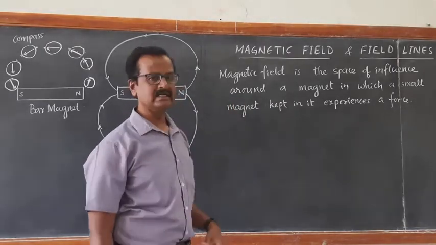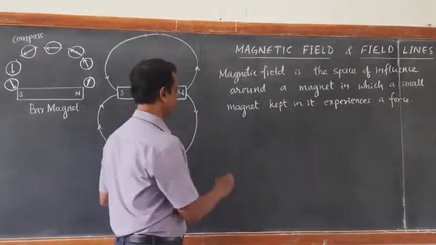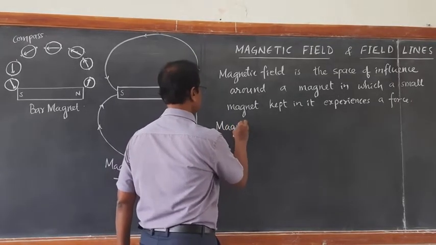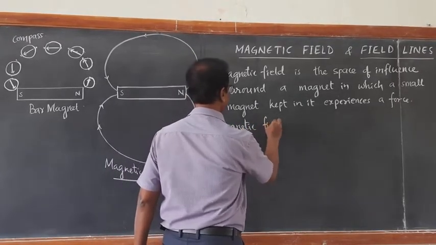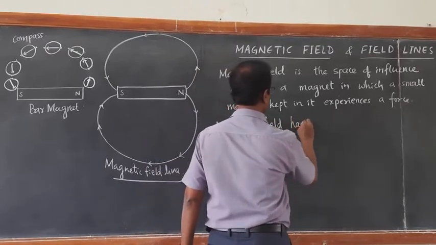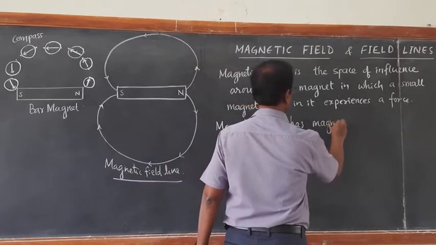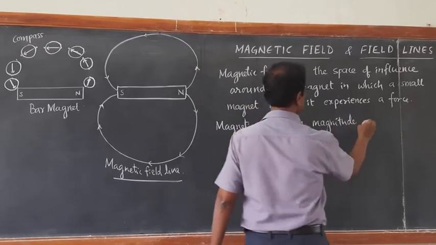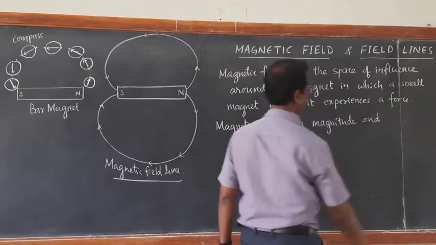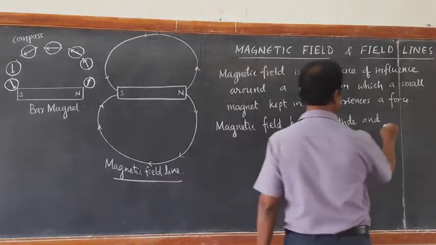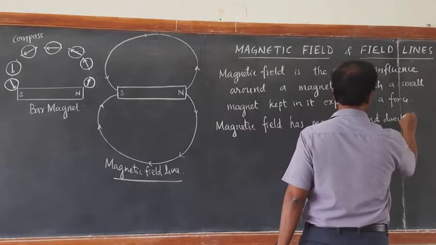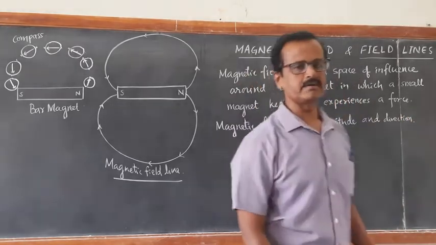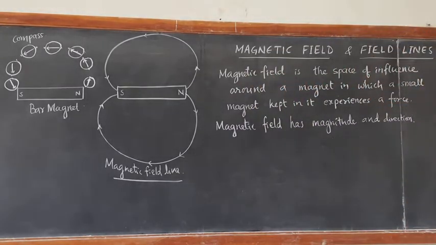But actually, magnetic field is a vector quantity. Magnetic field has magnitude as well as direction. Now the question comes, how to find out the direction of a magnetic field. So that's what we are doing now, finding the direction of the magnetic field with the help of a compass needle.